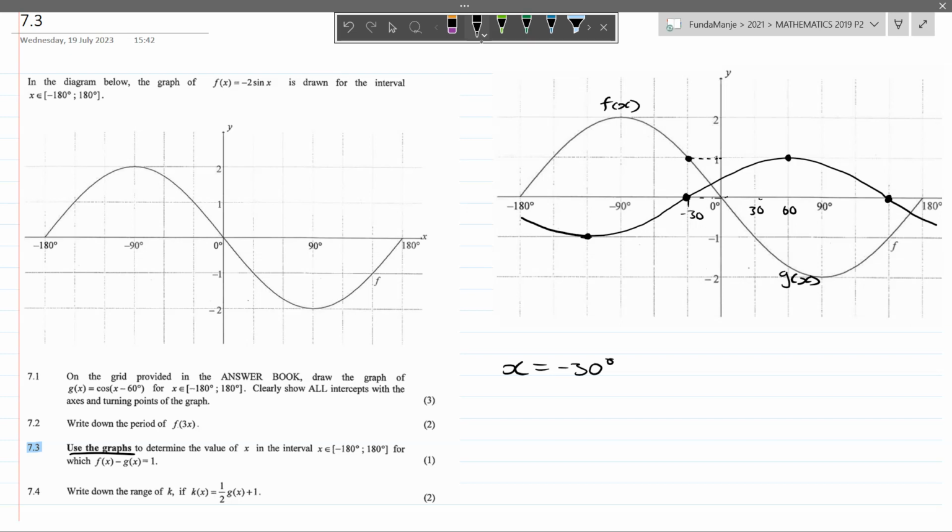There might be another point over here, but using our graph, we cannot tell what that is. We could only solve for that using calculations and our calculator. So our answer will be x is equal to minus 30.